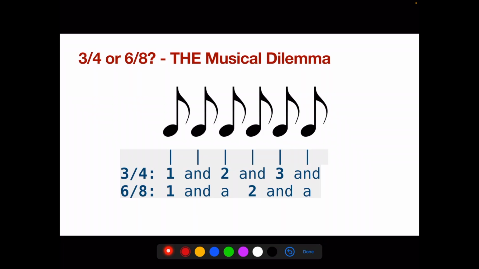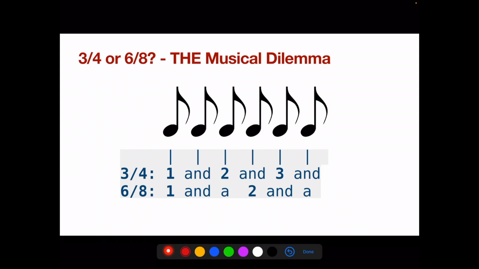All right, now we're going to talk about the musical dilemma. You see here, there are 6 eighth notes. When you see this, how do we beam them? Is it 3/4 or is it 6/8? Well, the answer is both are correct. It just depends on how you group them.